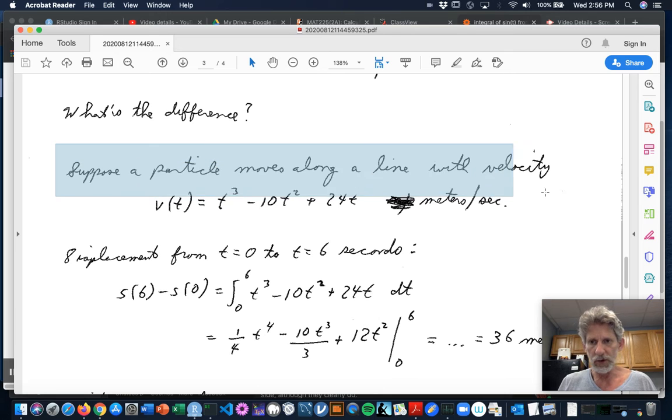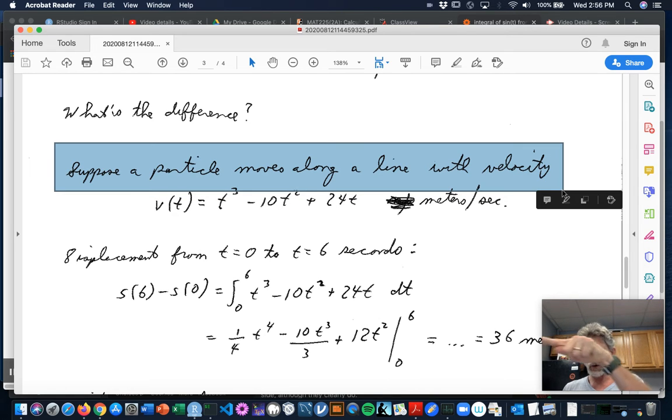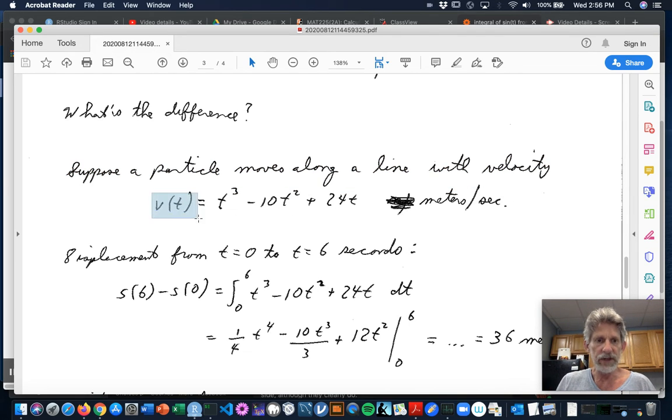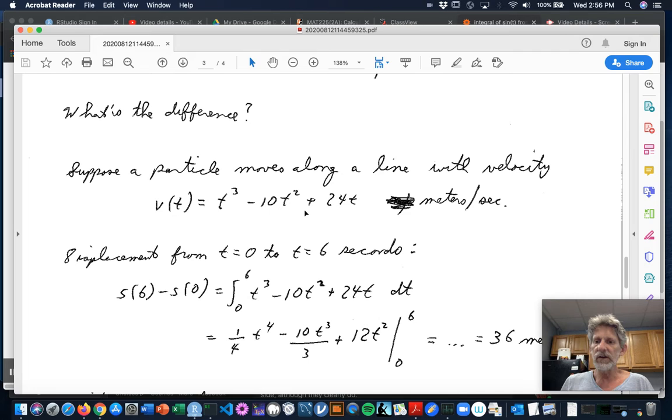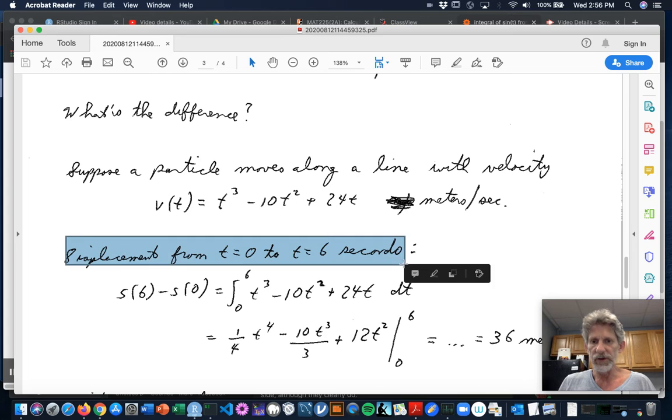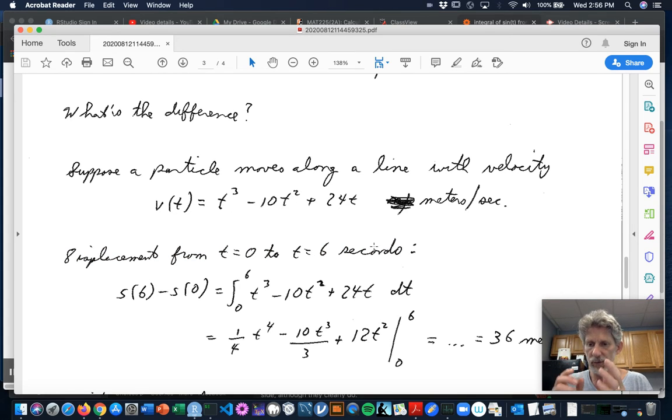Suppose a particle moves along some straight line. Imagine just some horizontal line. The particle starts somewhere on that line, and it starts moving along that line with some velocity, which may change. It may move faster and faster or slower and slower. It may even back up. That would be like having negative velocity. So say it moves along the line with velocity v of t equals t cubed minus 10t squared plus 24t meters per second. That's its velocity at any time t. Could we find its displacement from 0 to 6 seconds? How much did its position change in that time?